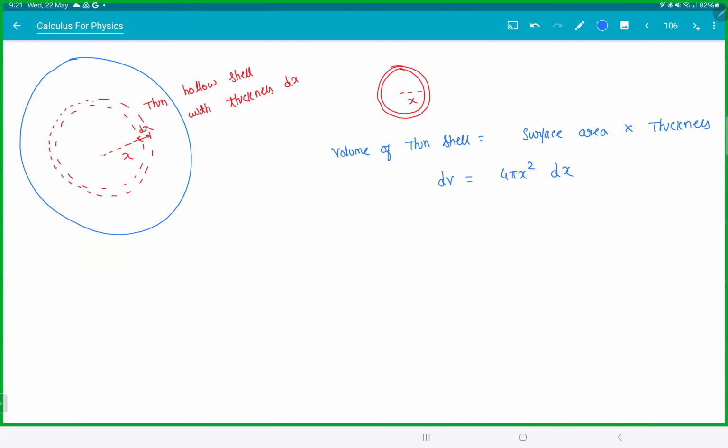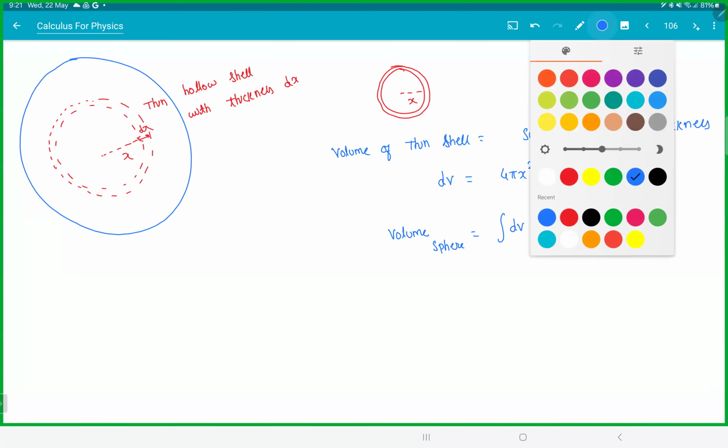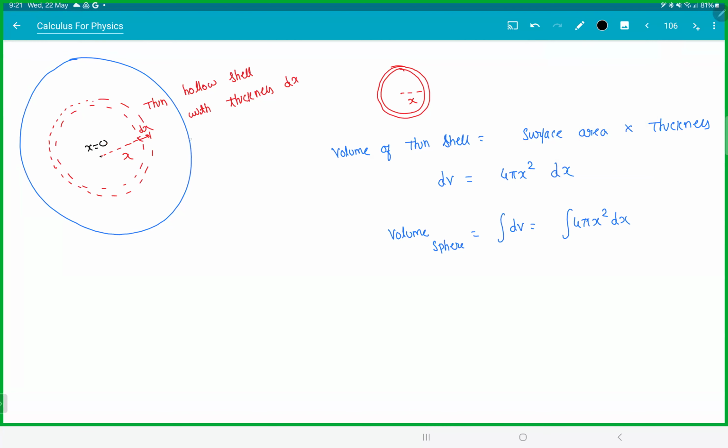So if I add all these volumes one after another, what do I get? The volume of the sphere is the summation of all these thin shells, which is 4 pi x square dx. The first shell will start at the center. The last shell will be outside. So limits will go from 0 to r. 4 pi integral x square dx from 0 to r. So this is 4 pi, that is r cubed by 3. That is the volume of a solid sphere. Clear? I hope you're getting the difference between the elements.